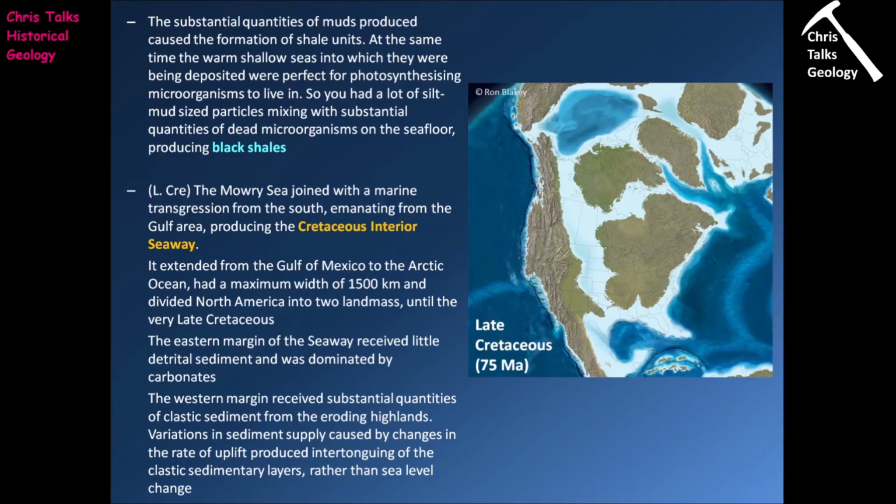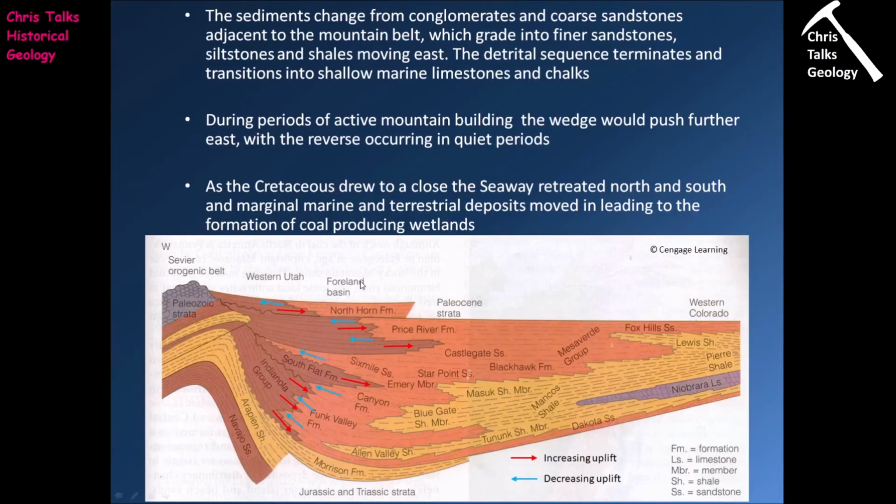As the rate of uplift slows down, we have less clastic sediment being produced, and we see finer sediments moving back westwards. And so this produces this kind of zigzag pattern, this intertonguing within the sedimentary sequence. So we can see the diagram right here.